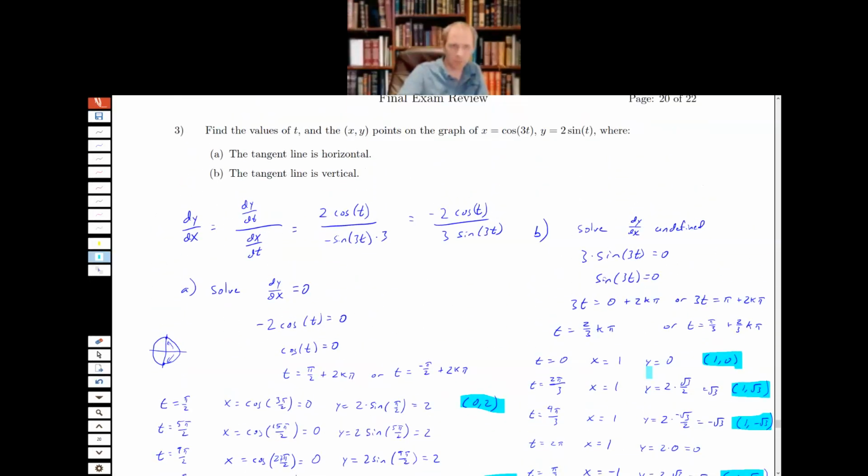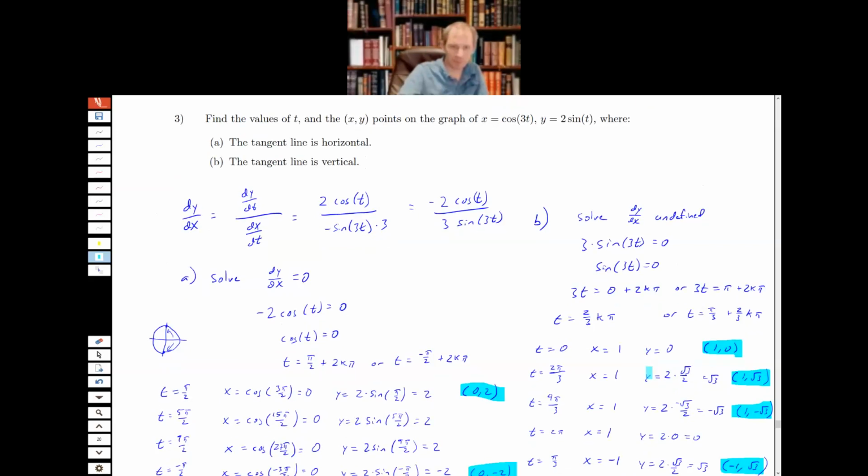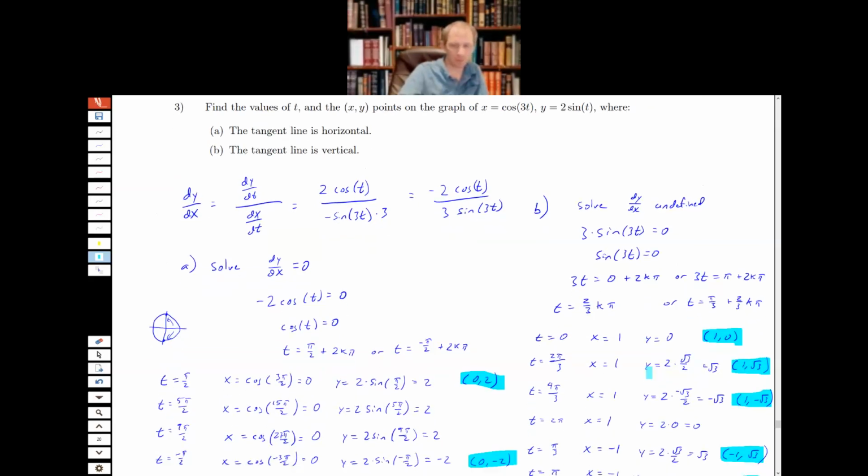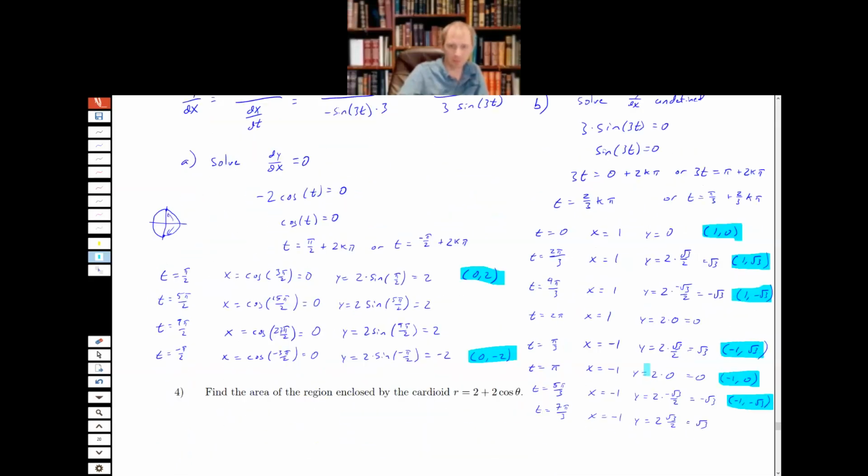All right, any questions on this one? All right, so this is a good example of a problem where you have to really keep things straight and be careful. There's a lot of solutions. You don't want to lose any.